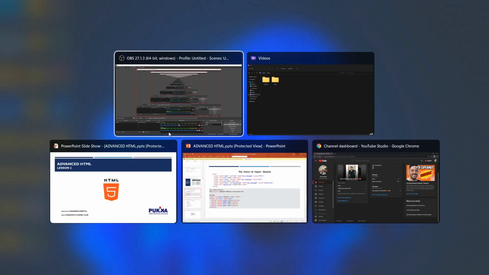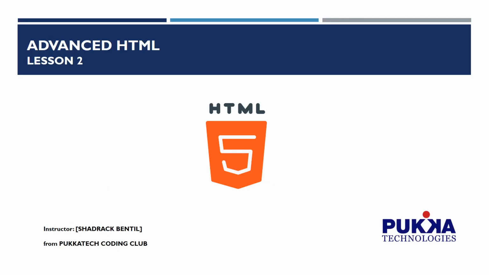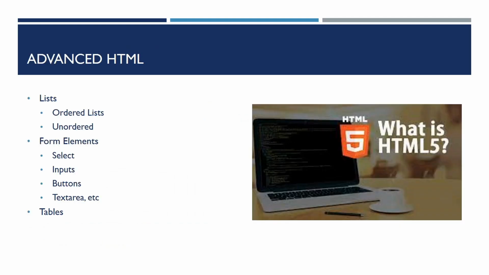And what's the Advanced HTML all about? So in this lesson, we are going to look at lists in HTML. We have two types of lists, which are the ordered and unordered list. We are going to see how to code them. And then we will look at form elements as well. The form elements, we'll be looking at select, input, buttons, text area, field sets, and the rest. Then our last thing to look at in this video is HTML tables.